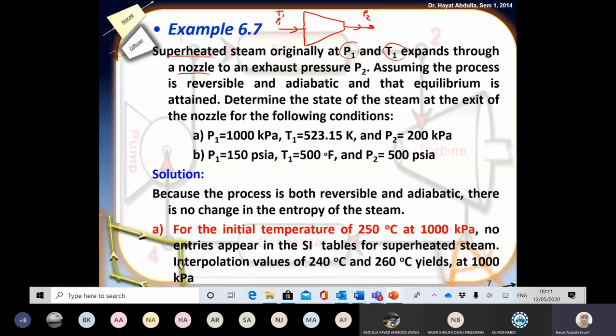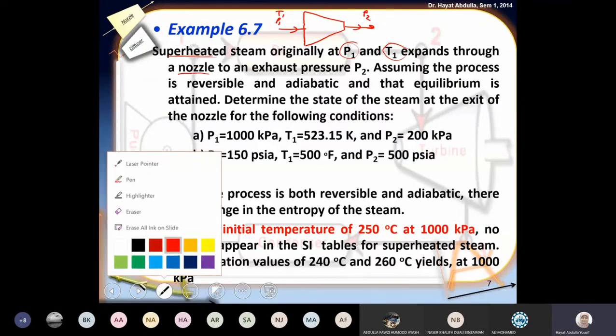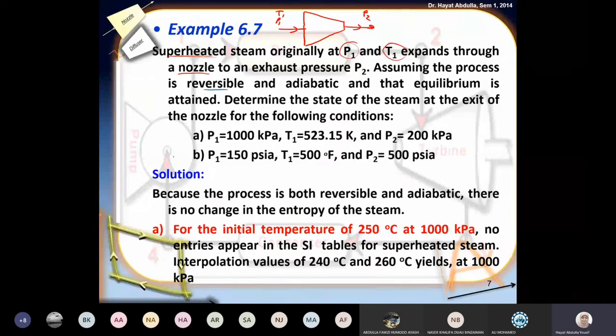Now, it says that the process is reversible isentropic. When it says reversible adiabatic, it means it's isentropic. So I know that delta S is equal to 0. Okay, Q is equal to 0, because it's reversible adiabatic. Now, we have been given 2 scenarios, A and B. Actually, they are both the same, except that the first one is in the SI system and the other one is in the English system. Now, just a quick elaboration on one of them, part A, let's say.